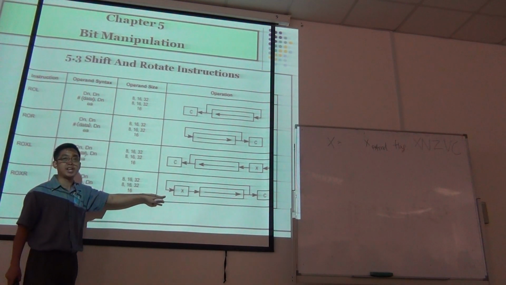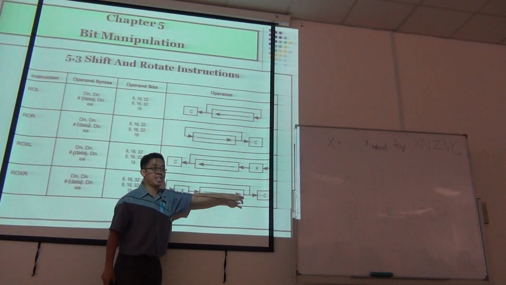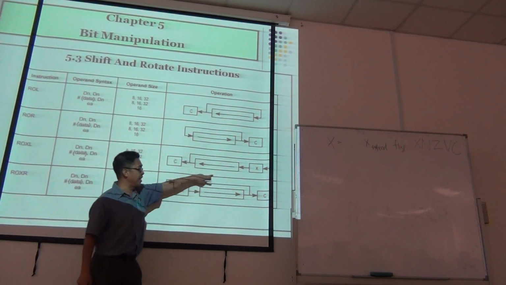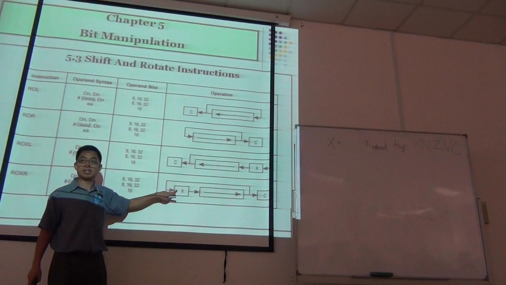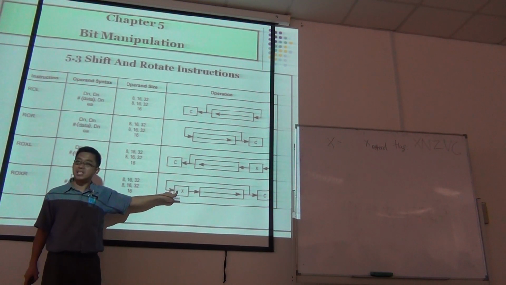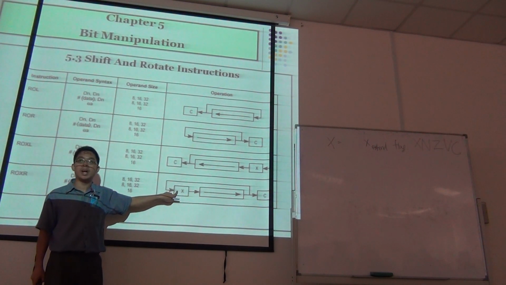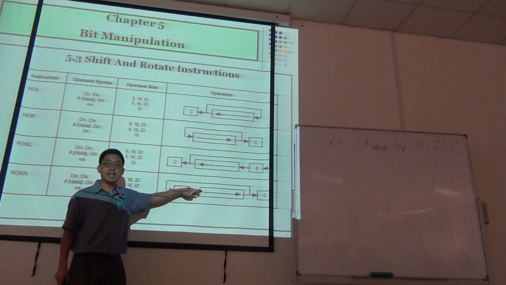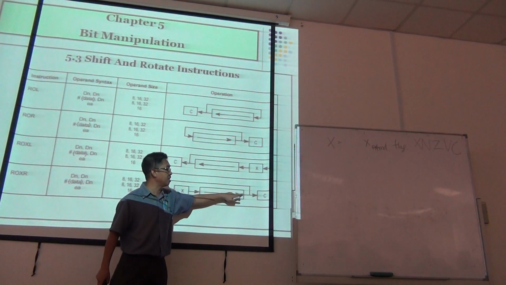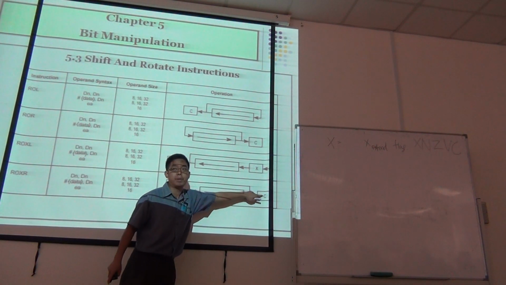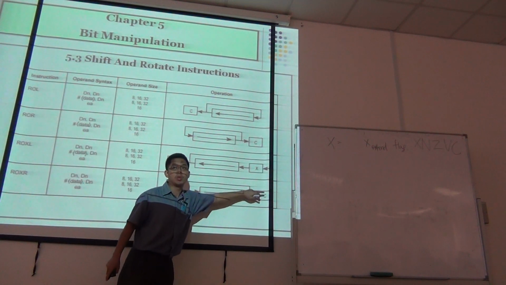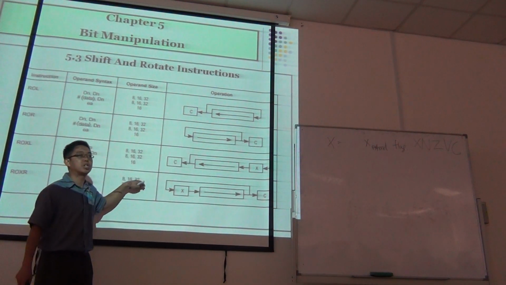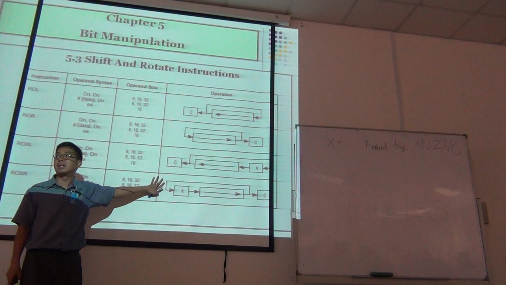Same goes to this one. The MSB is going to be rotated here through X. The value of X must be given, whether it's 0 or 1 by default. So this value will be going inside here, and the final one over here is the one that we are going to copy over here. The first value will copy over here and over here. So that's why they call it through X, melalui X.